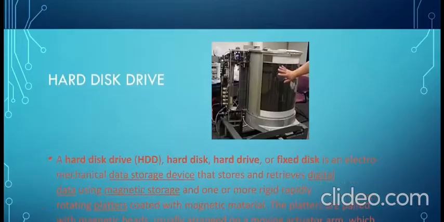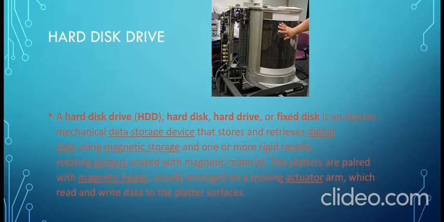Okay, next part is the hard disk drive. A hard disk drive, hard disk, hard drive, or fixed disk is an electromechanical data storage device that stores and retrieves digital data using magnetic storage and one or more rigid, rapidly rotating platters coated with magnetic material. The platters are paired with magnetic heads, usually arranged on a moving actuator arm, which read and write data to the platter surfaces. Data is accessed in a random access manner, meaning that individual blocks of data can be stored and retrieved in any order.